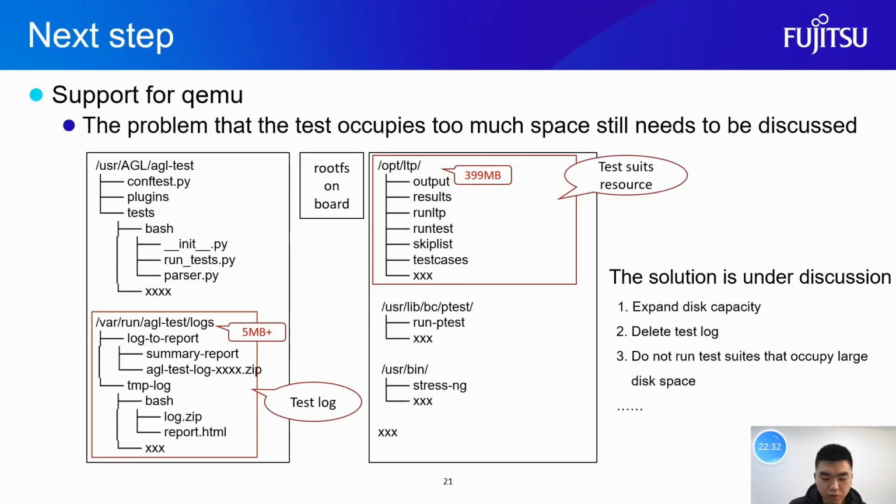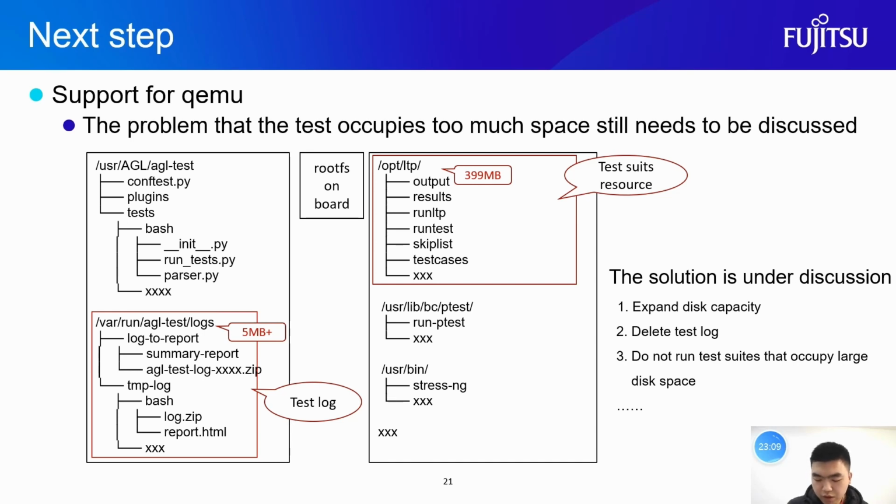Regarding the support for QEMU x86-64, there are still some issues that need to be addressed. One of the problems is that QEMU would face an insufficient storage issue due to the fact that we need to place both test files and log files onto the board. As shown in the figure, the current test log will occupy more than 5 megabytes of space. And as the tests increase, the logs will only occupy more space.